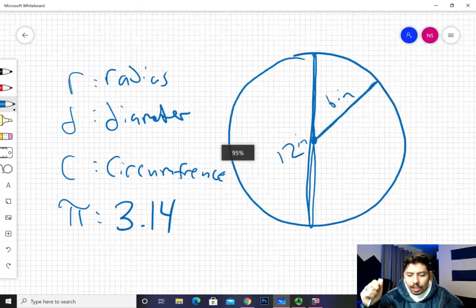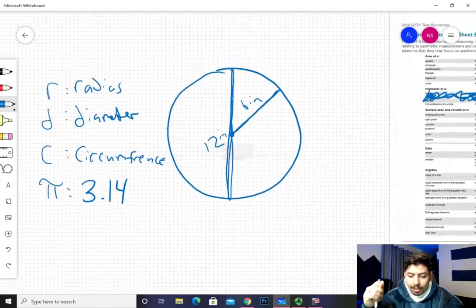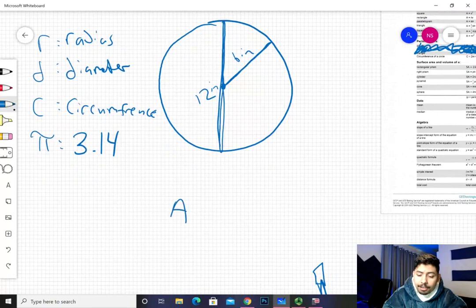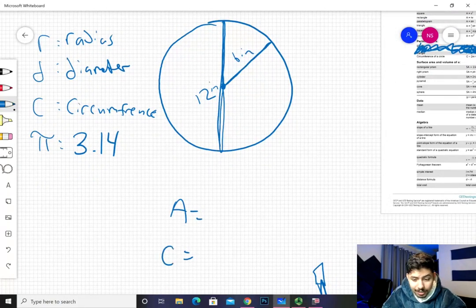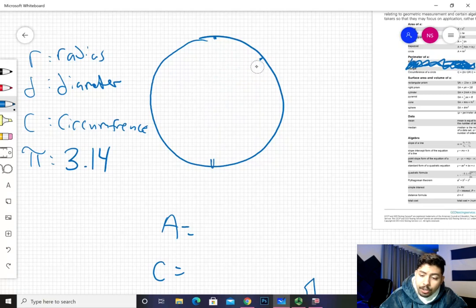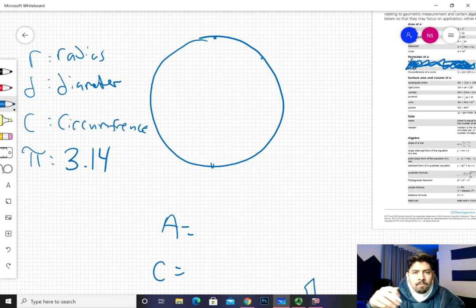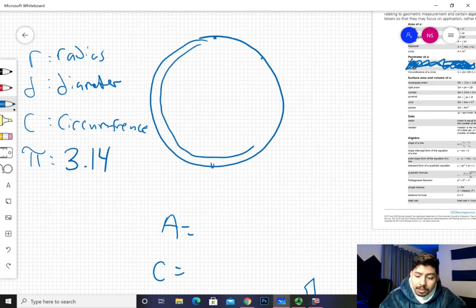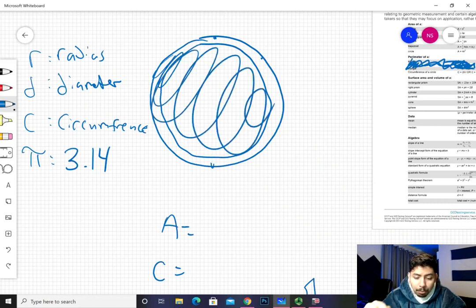So now that we learned all the key elements to a circle, let's figure out how to find the area and perimeter, or sorry, my bad, not perimeter, circumference of a circle. So let's use a different example here. Let's say I gave you a circle like this, and it was some stupid word problem saying this is the top of a swimming pool. This is a swimming pool, right? And you want to know how much water to fill the pool with.